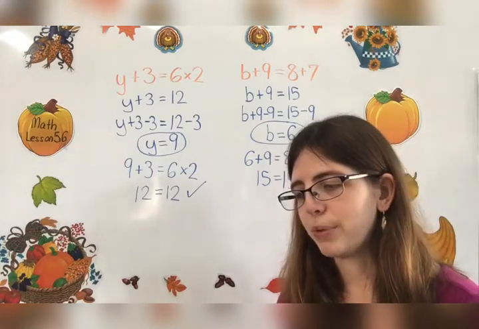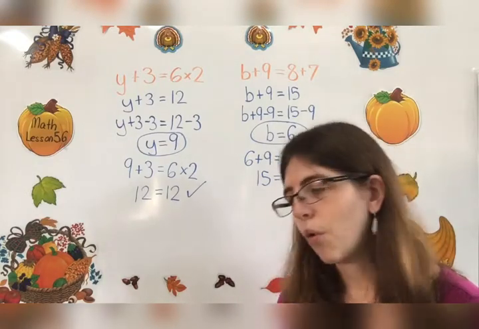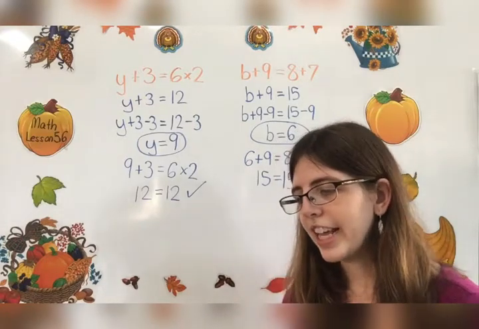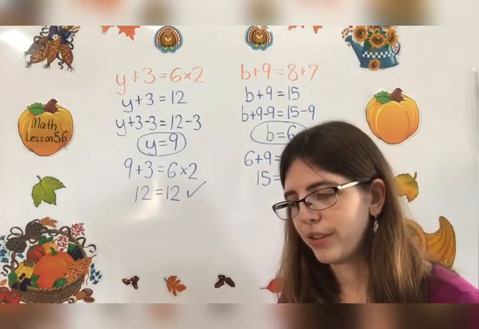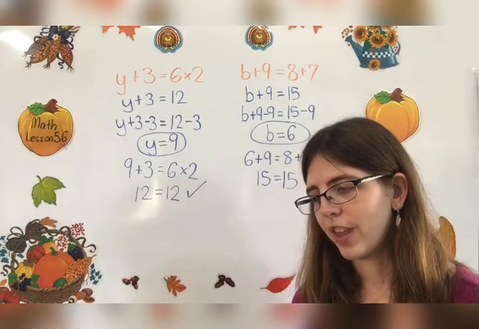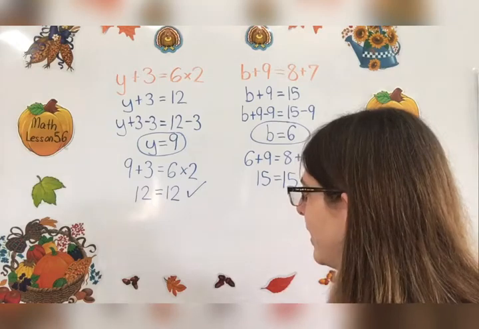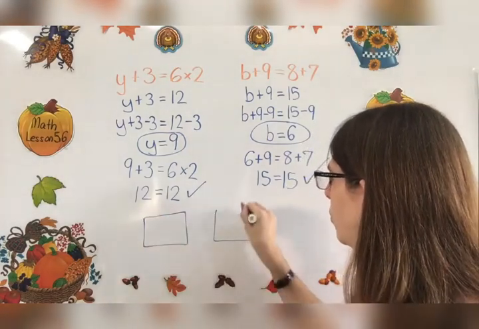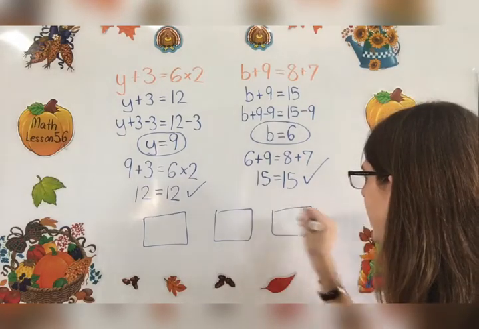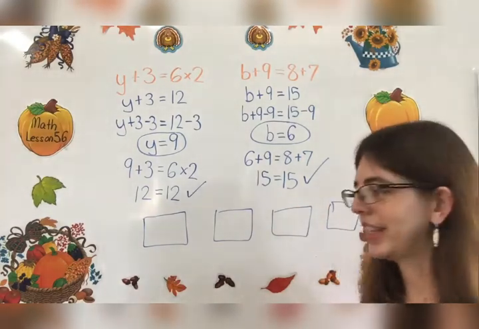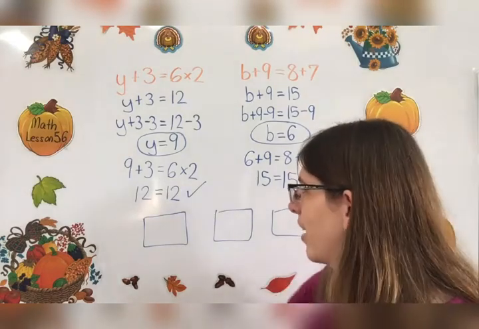And your brain booster. There are 4 tables in the lunchroom at Victory Christian School. Each table has 8 chairs. How many chairs are in the lunchroom? So you have 4 tables. 1, 2, 3, 4. Each table, it says, has 8 chairs.